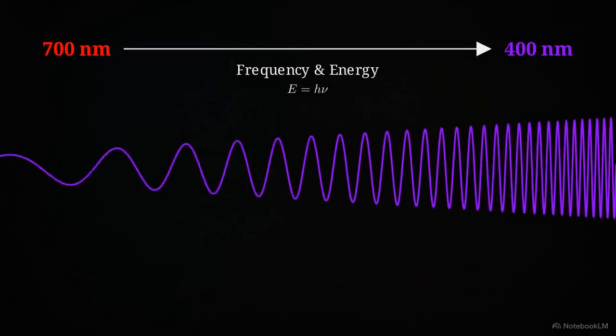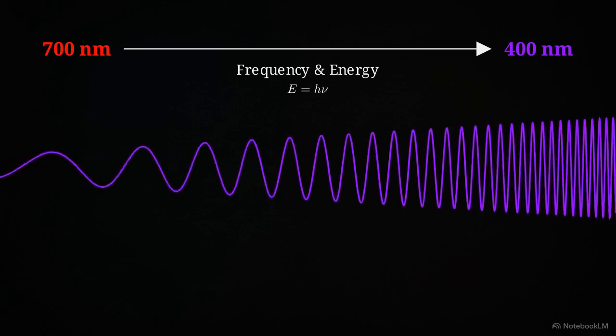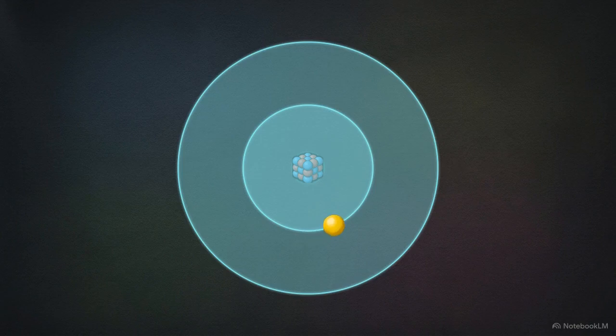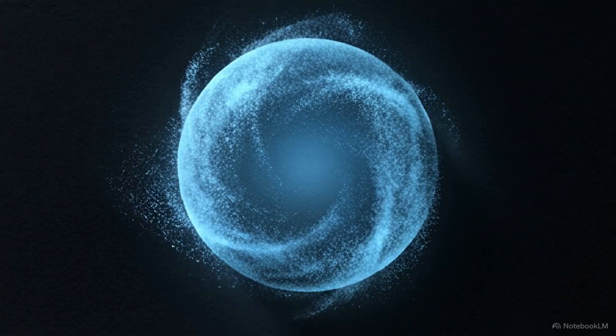The exact wavelength determines the color, from a long red wave down to a short violet one. Because electrons absorb and emit energy in these sudden, discrete steps rather than smooth paths, they don't follow defined tracks. The atom doesn't have a rigid boundary. Physics needed a completely new way to map it.